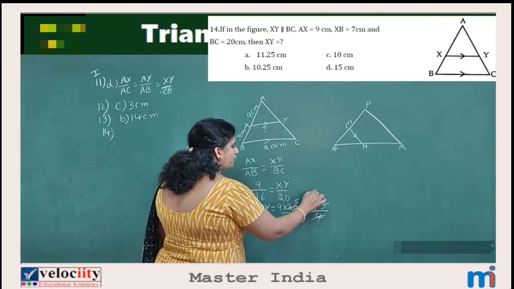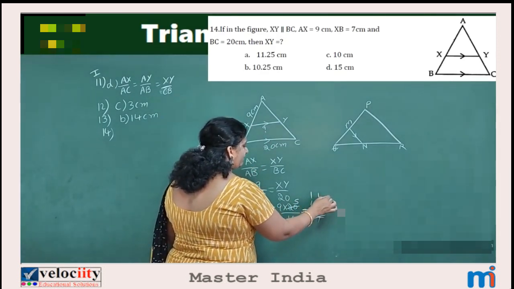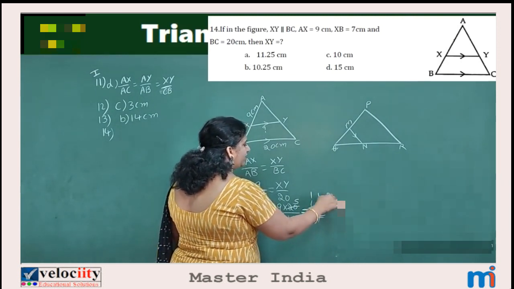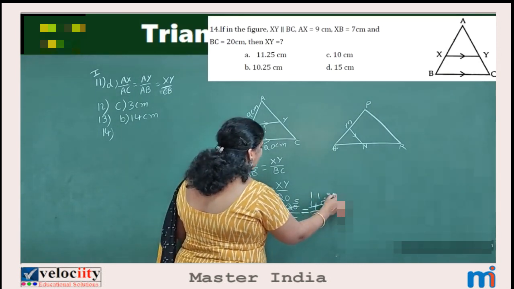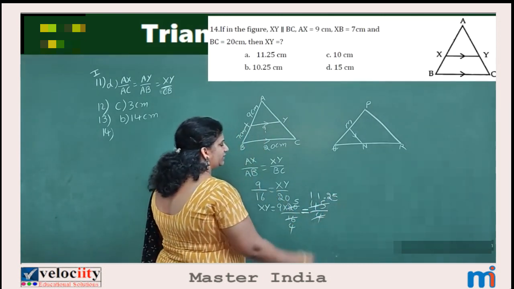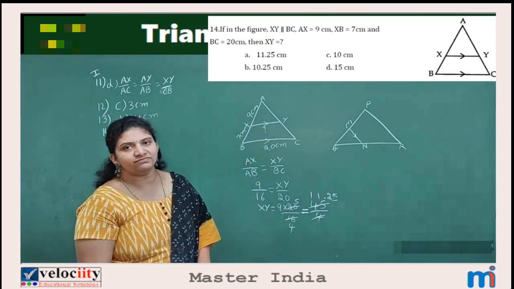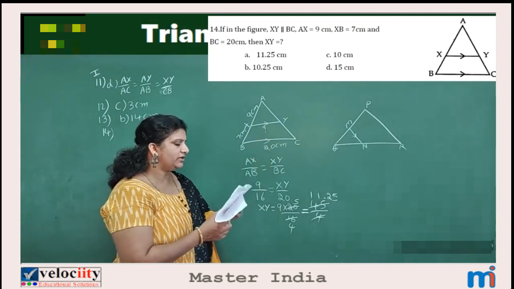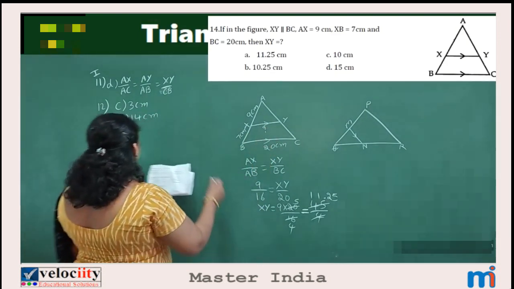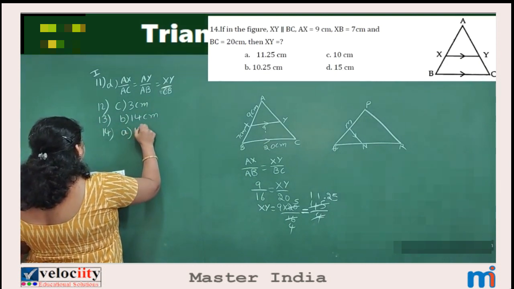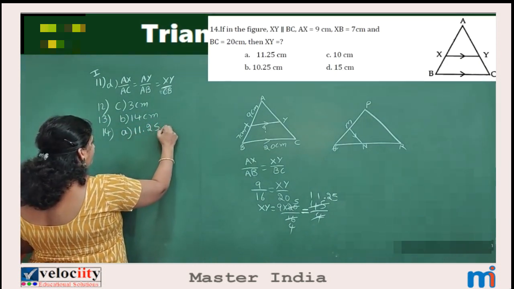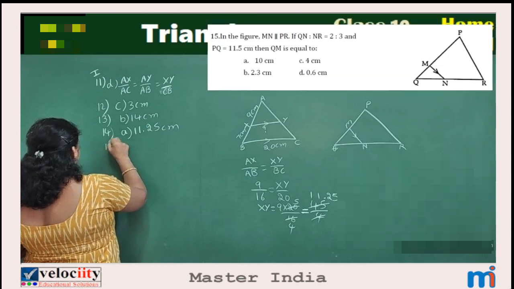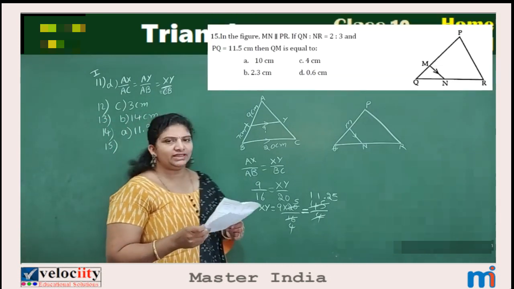Cancel this one. 4 ones, 4 ones, 10 left, point, 4 twos are 8. Again 2 left, 20. That is 4 5s are 20. 11.25 centimeters is XY length. Check for the option. And your option is option A, 11.25 centimeters. Okay.